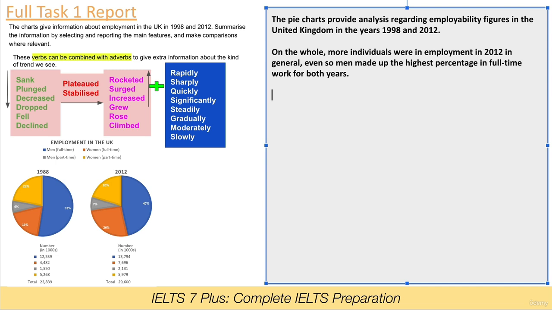Let's read it back. On the whole, more individuals were in employment in 2012 in general. Maybe we could say overall compared to 1988. Oh, that's a point. I put 1998 here. Oh, so really important to look back and double check. On the whole, more individuals were in employment in 2012. We could say were in some form of employment in 2012.